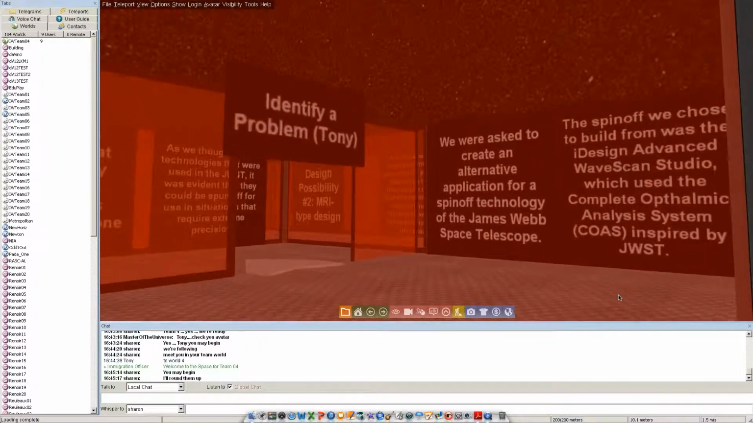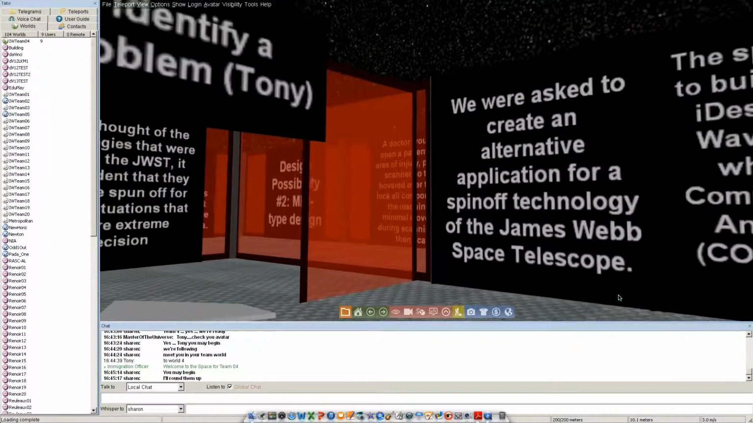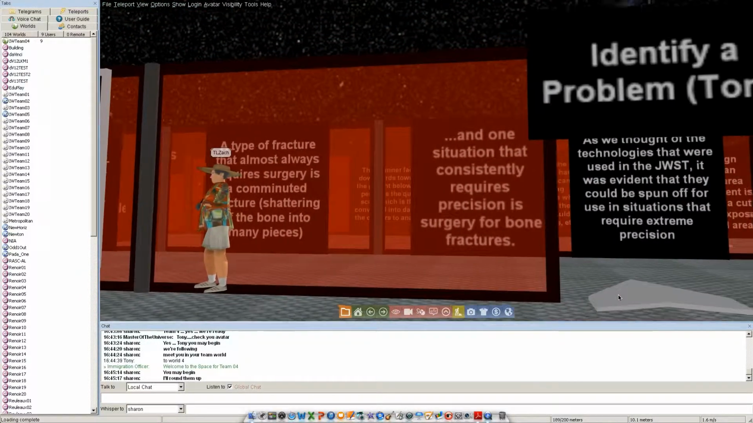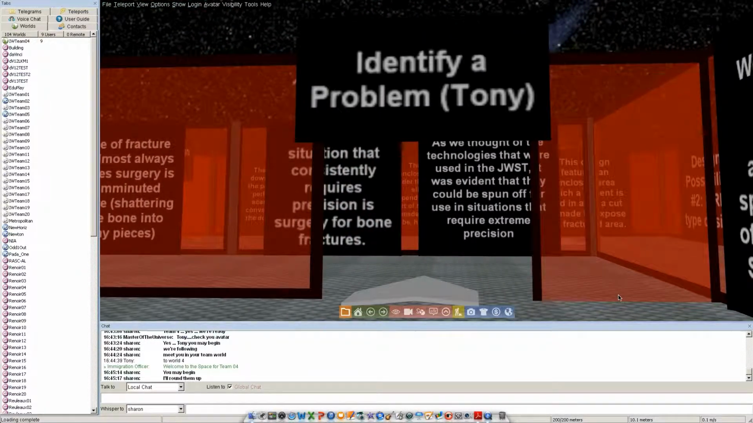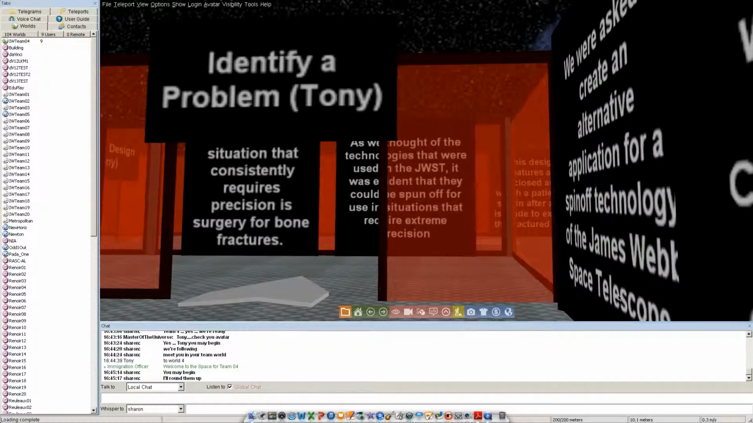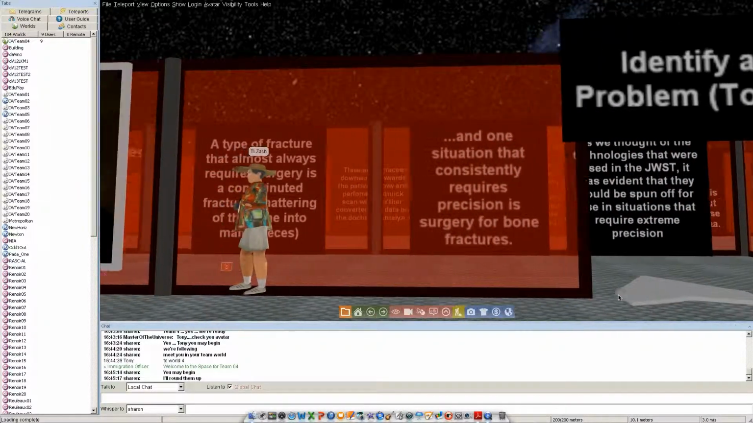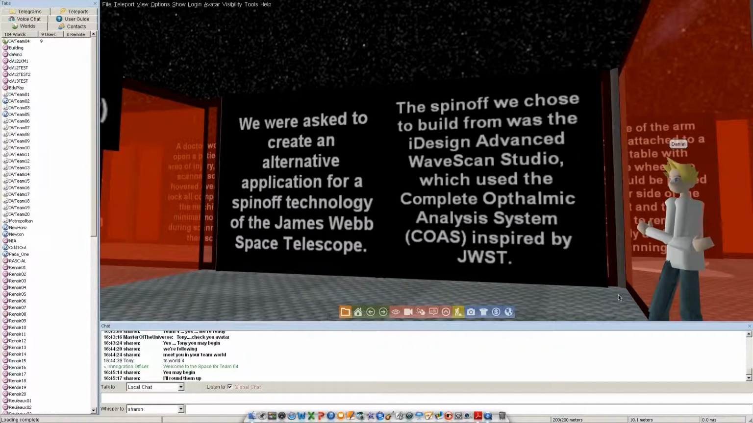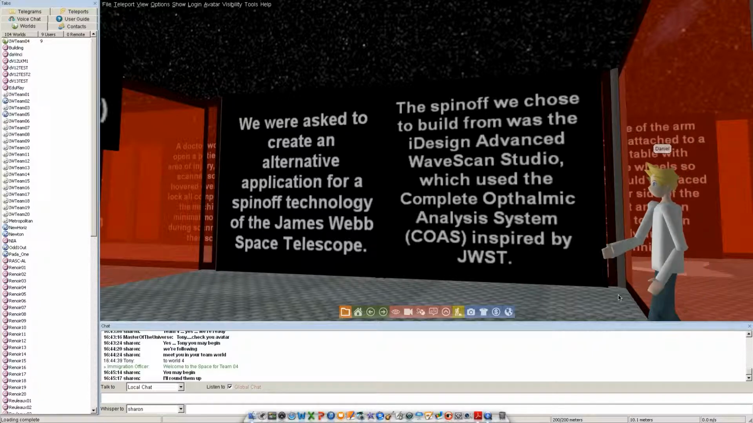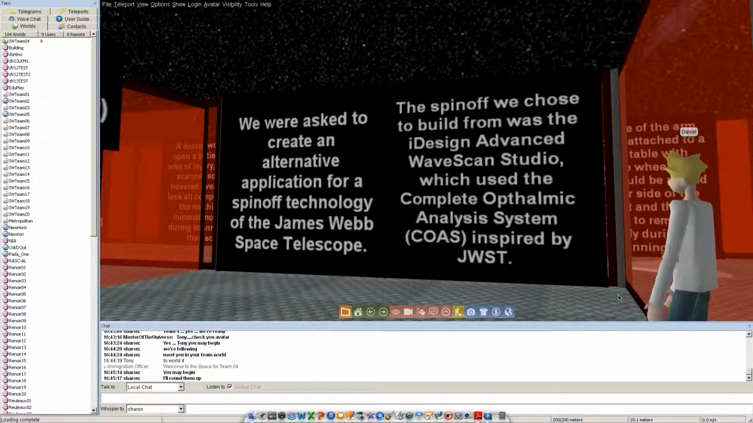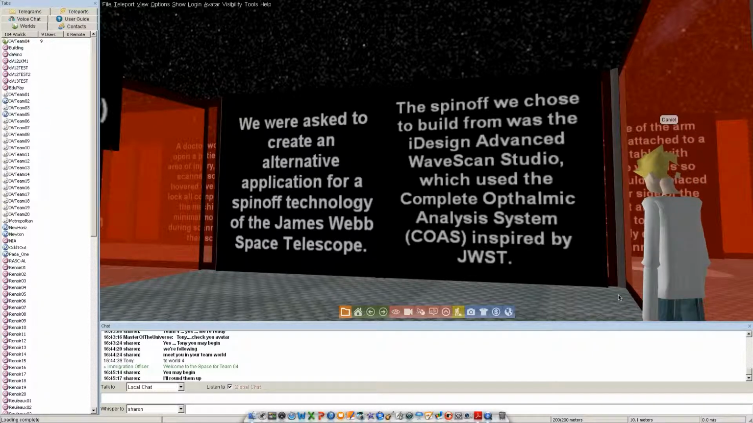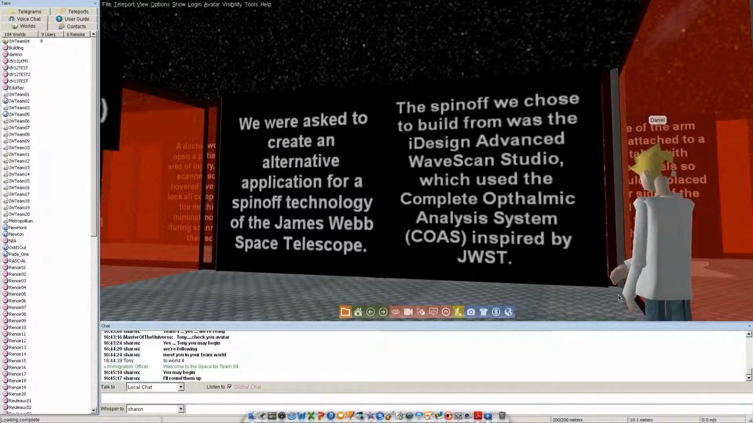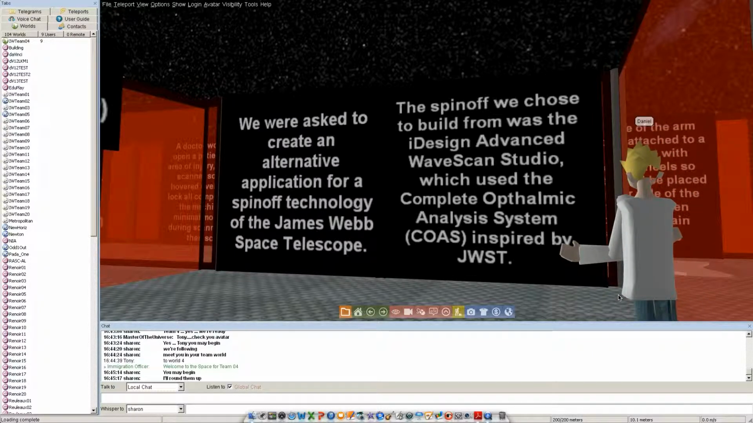Okay, so if everyone will follow me, if we go straight ahead over here, we're going to start off with the objective that we were asked to do for this project, and that was to create an alternative application or a tech transfer for one of the spin-off technologies that came from the James Webb Space Telescope. The spin-off that we chose to find a tech transfer for was the iDesign Advanced Wavescan Studio, and that used the complete ophthalmic analysis system that was inspired by the JWST, and used in its creation.